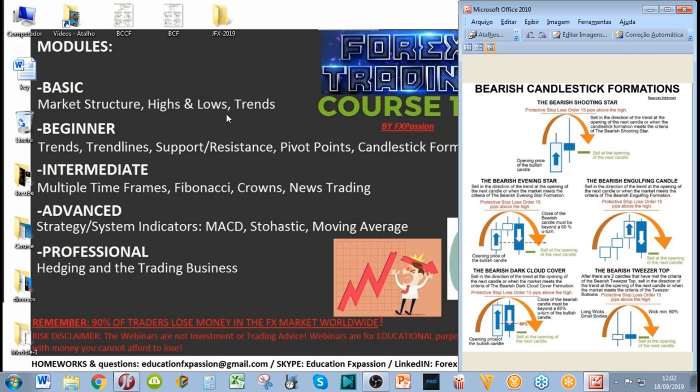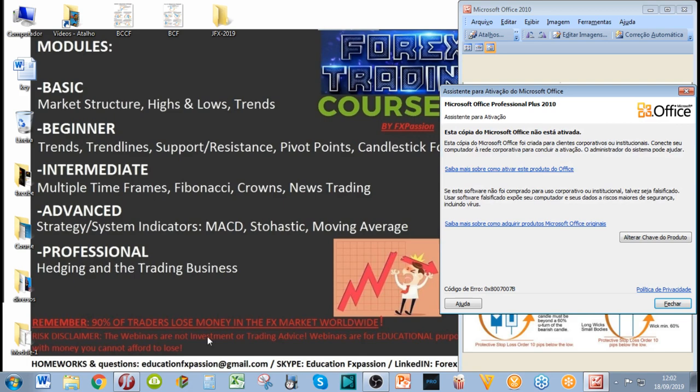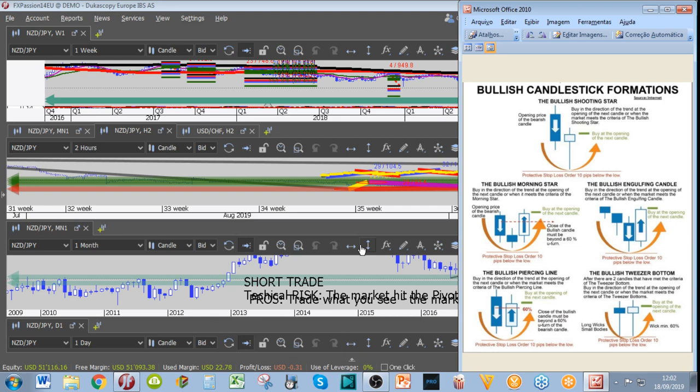Bearish from yesterday, so we're going to open today. We are going to talk about the bullish candlestick formations. Take a screenshot if you didn't do yet. You are going to find these different bullish and bearish candlestick formations on the internet. Just write in Google bullish or bearish candlestick formations, and they are going to open. Now, we were talking about NZDJPY.